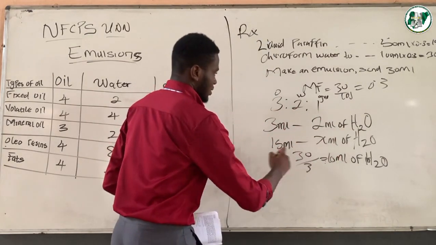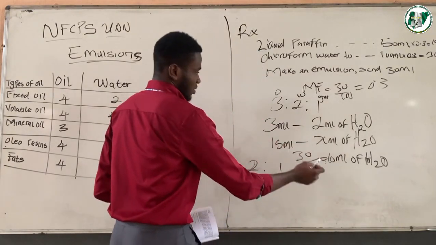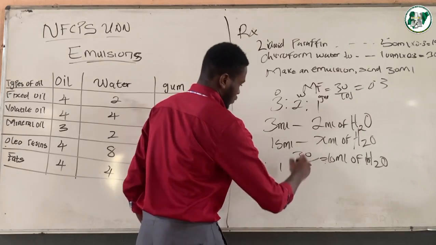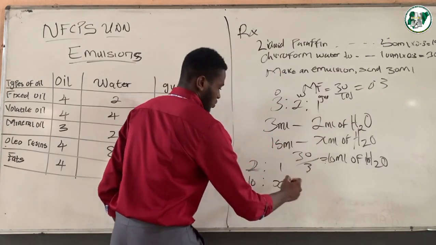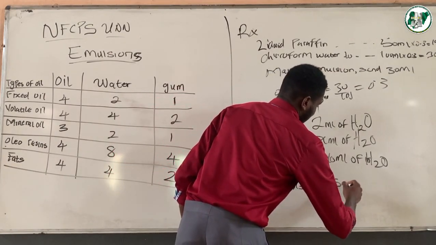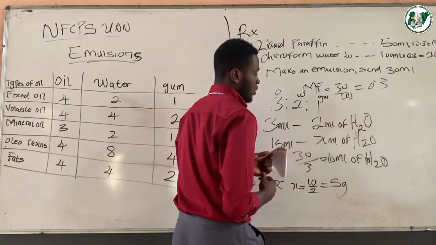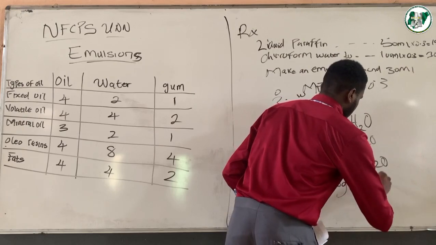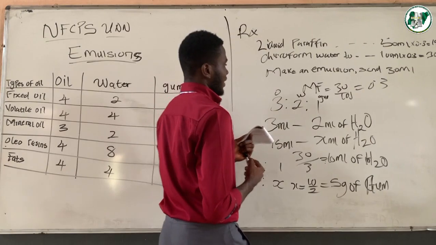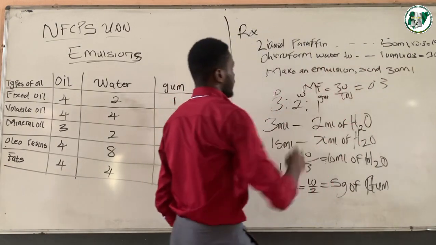So since the water ratio is 2:1 to 1 gram of gum, and water is 10 ml, what's the weight of the gum we use here? When we work this out, it's going to give us 10 divided by 2, which is 5 grams. So our working formula is going to be 5 grams of gum, 10 ml of water, and finally 15 ml of our liquid paraffin, our mineral oil.